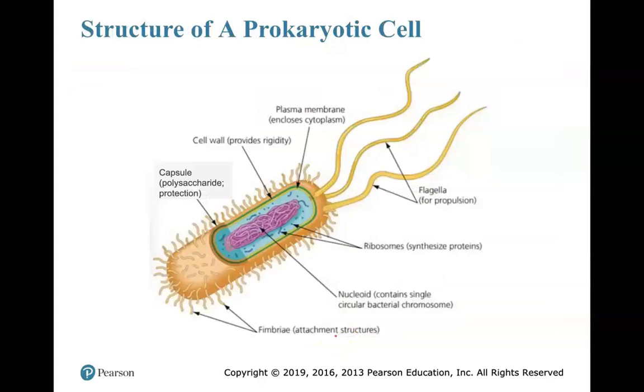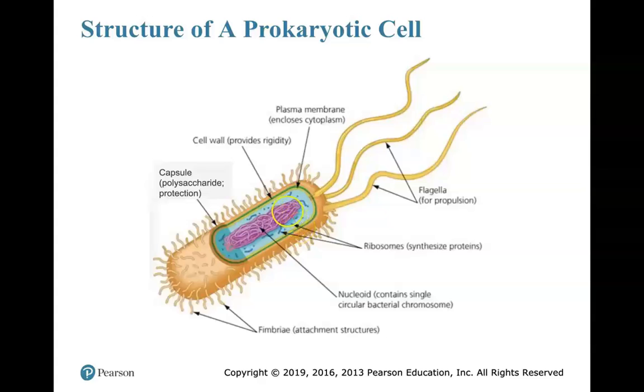Let's look at the structure of a prokaryotic cell. So the first thing I want to point out is the plasma membrane of this prokaryote. That's this light yellow color structure here, kind of more internal to the cell. The very thin wall is the plasma membrane.